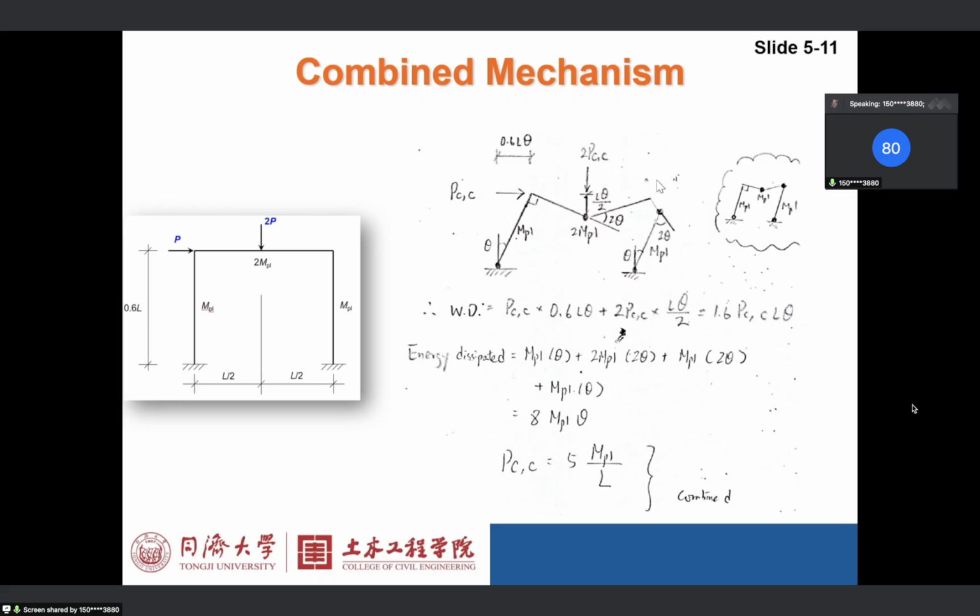Okay, the only difference is for a beam mechanism, let's look at this picture. For a beam mechanism, there will be plastic hinge here, here, and here, right? This is a typical beam mechanism. And for a typical sway mechanism, it will be here, here, here, and here. And for a combined mechanism, it will be like here, here, here, and here. Okay, so people say, why is there nothing here?